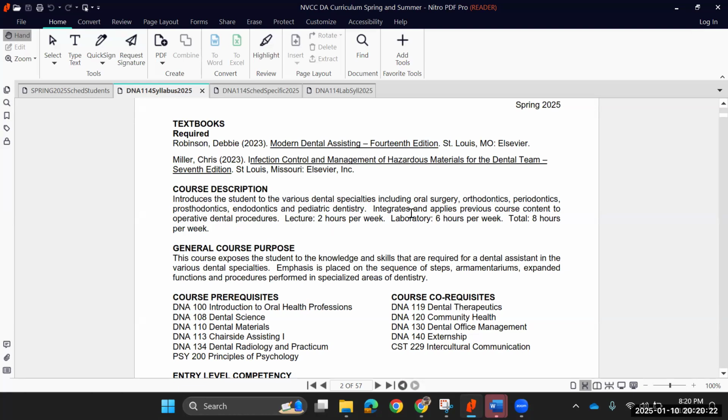Okay. So we want you to establish knowledge in terms of how to develop the tray setups and the armamentarium for each of these specialties, if not more. And then, of course, we will be going over some expanded functions in these specialized areas of dentistry.